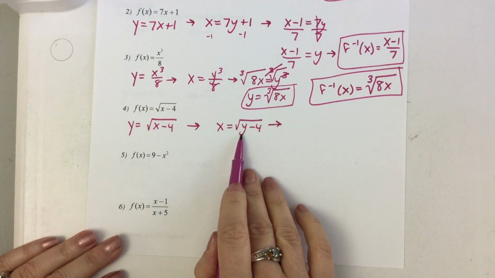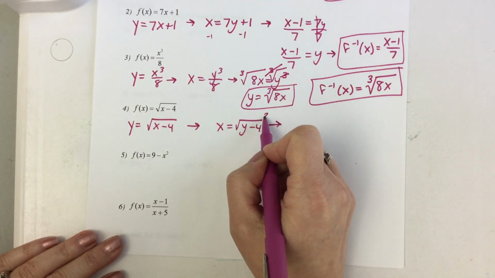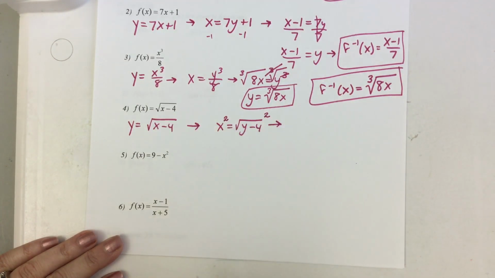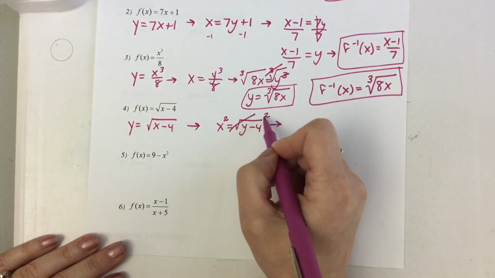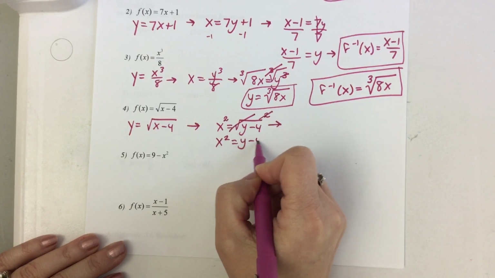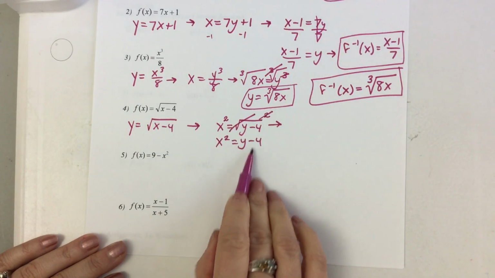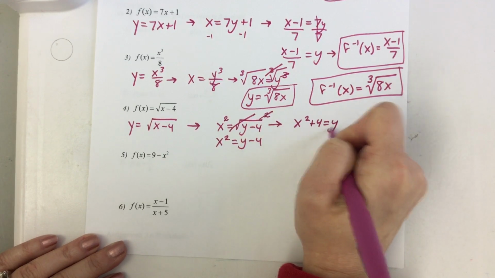Now I need to solve for y. In order to do anything with y, I need to cancel a square root. Remember, to cancel a square root, you need to square because they're opposite, or inverse, operations. This cancels this, so I'd have x squared equals y minus 4. To solve for y, I just add 4. So x squared plus 4 would be y.